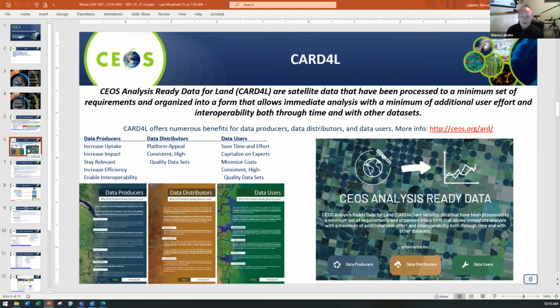So for CEOS, we've really tried to identify the benefits of why we are doing this. Why are we defining these specifications in terms of 3 broad user groups: data producers, data distributors, and data users. And this information is out on our website, which is a link there on the page. Some of the highlights here are really to, as I've mentioned before, enable interoperability, to provide consistent and high quality predictable data sets, and to minimize the cost component for additional pre-processing efforts that many folks do today.